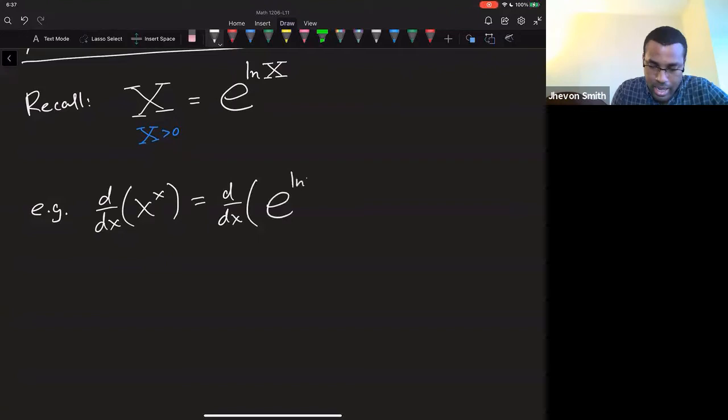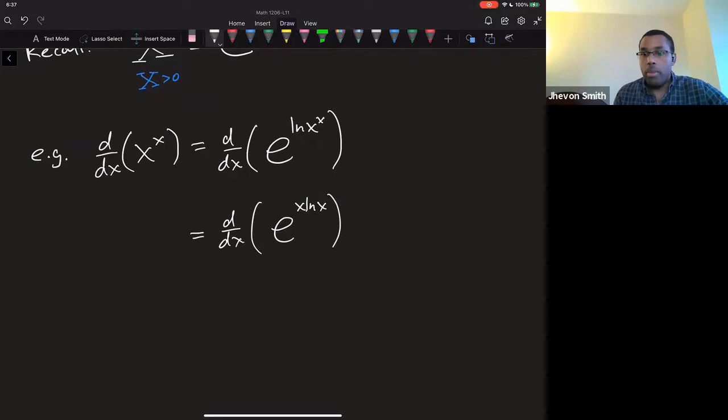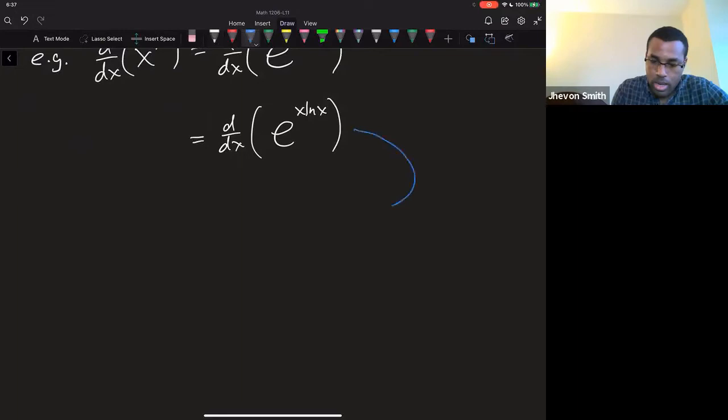Right? This allows me to get a log attached to the original thing that I cared about, but it's in the power of an exponential. So this is just the derivative of, I can do that thing where I bring the power down. Now, remember how to differentiate exponentials. It's actually not so bad, right? We know that the derivative of e to the u is u prime e to the u. Derivative of e to the anything is the derivative of the power times the original function. So what we can do now is take the derivative of the power times the original function.